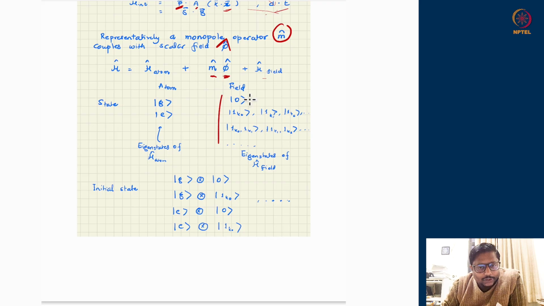It has a vacuum, all the Fock basis elements, a single excitation at momentum k0 or k1 or k2, or one excitation at k0 and one excitation at k1, or one excitation at k1 and one excitation at k2, two excitations of k0, and so on. So the full Fock basis is available to the scalar field. So I have an atom with two levels and a scalar field with as many Fock basis elements as it comes with. Therefore, I can prepare my initial state by taking one state from here and one state from here and just writing them as a tensor product.